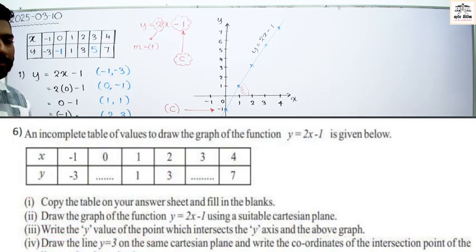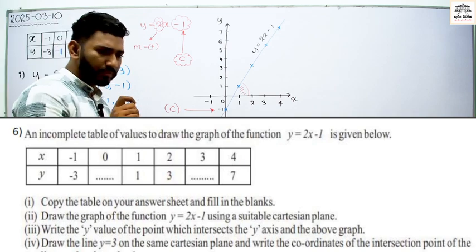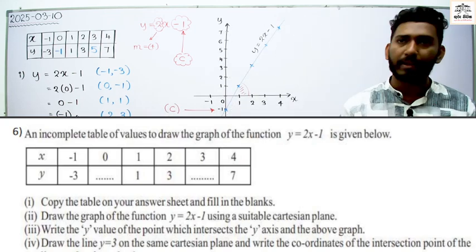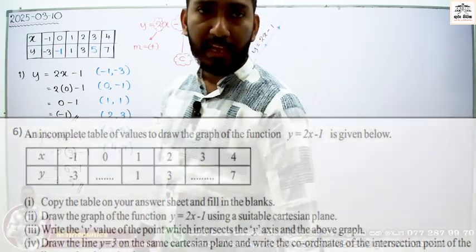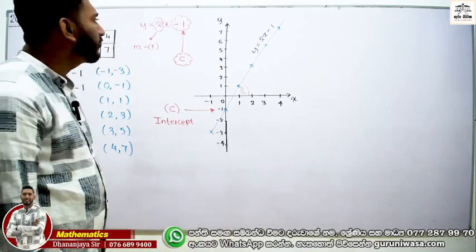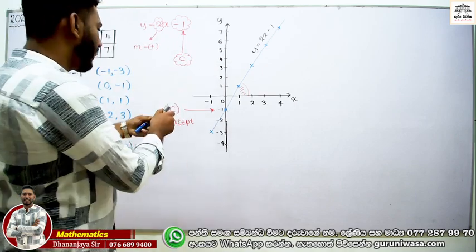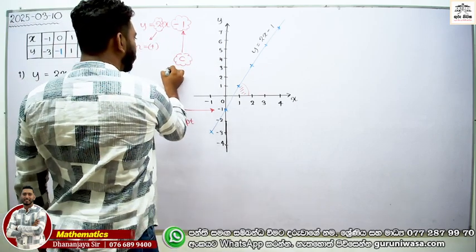Right. Now, question number 4. Draw the line y equals 3 on the same Cartesian plane. Let's see. Draw the y equals 3. Where is the y equals 3? Y equals 3. 3 is here. Now you can draw the line like this.